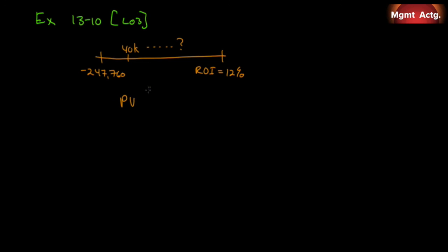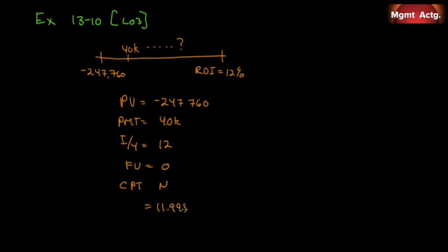Well, if we know all that, our PV is negative 247,760. Our payment is 40,000. Our IY is 12. Our future value is zero. All we have to do is compute N. Didn't know you could do that, right? Compute N. And we would get 11.9984, which is equal to 12 years. That's 13.10. As you can see, these questions are rather easy and juvenile. I leave the rest to you.